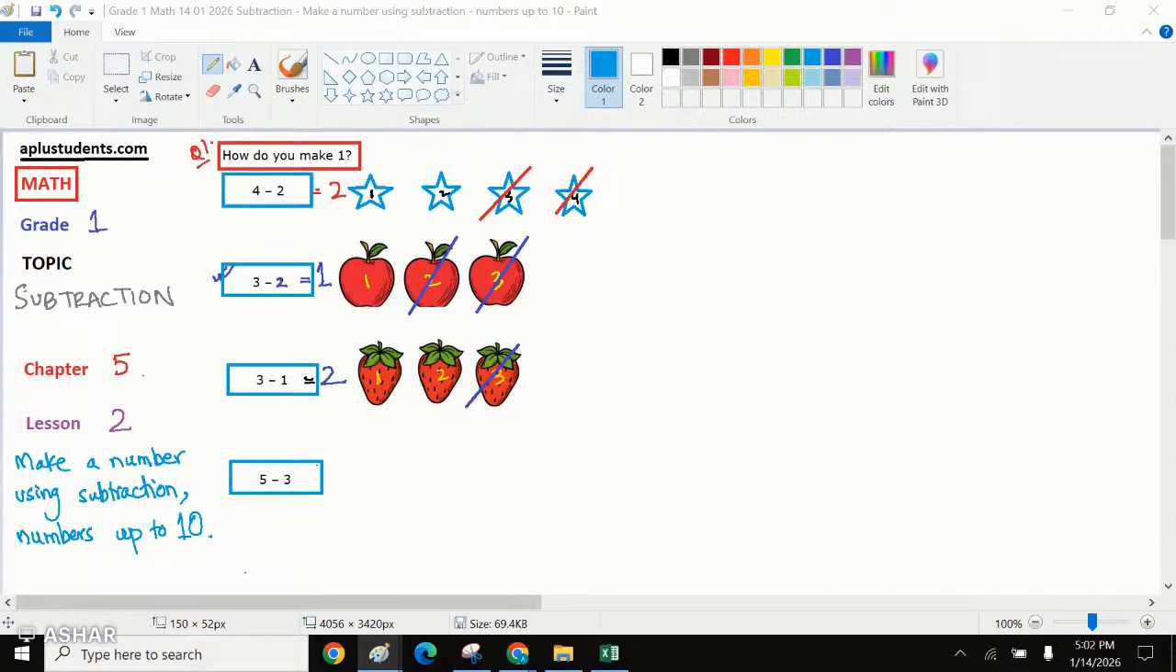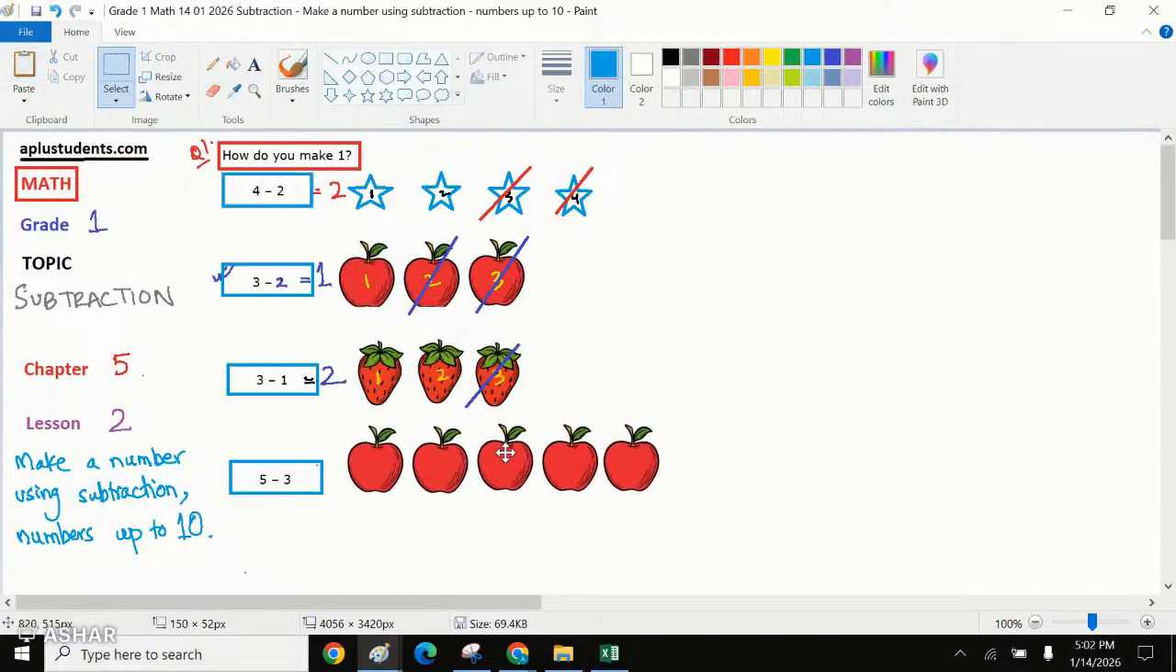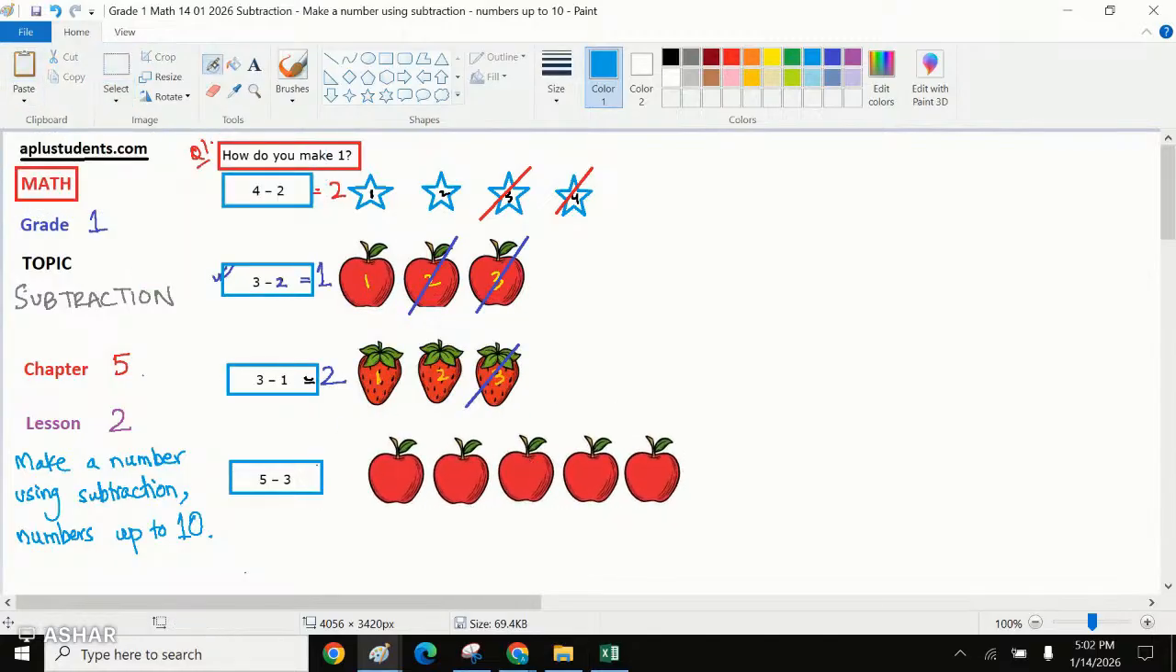How can we do 5 minus 3? Can we pick 5 of anything? Let's suppose we pick 5 apples again. If we had 5 apples, I'll just copy the shape. If we had 5 apples over here, can we number them? Can we say 1, 2, 3, 4, and 5, right?